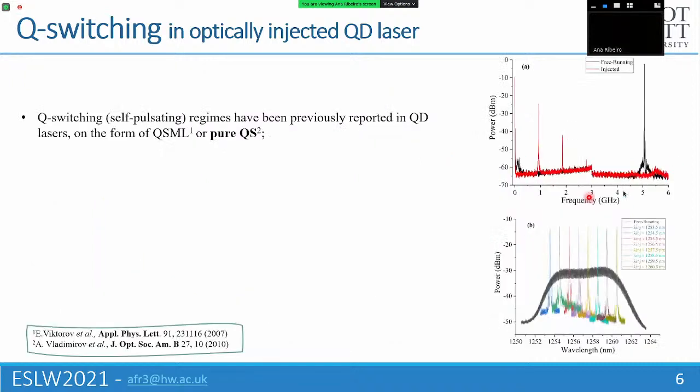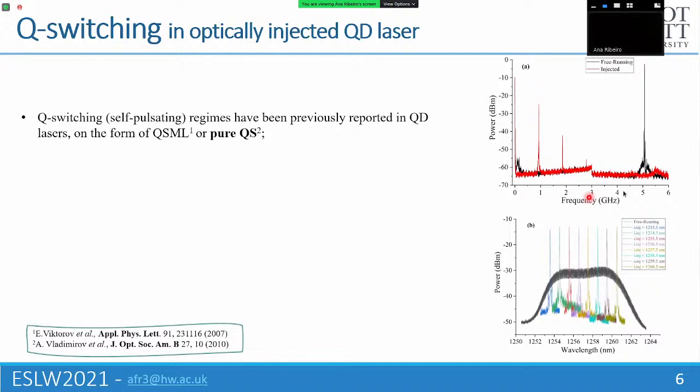In fact, the Q switching regime had already been reported in free-running, not injected, quantum dot lasers, usually in the form of Q-switched mode locking, and there are also a few reports of pure Q switching.